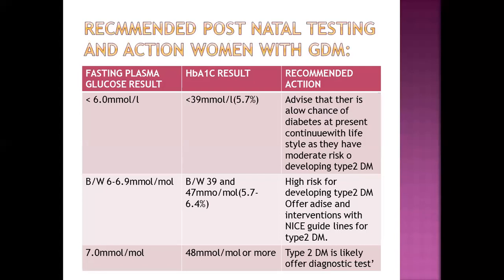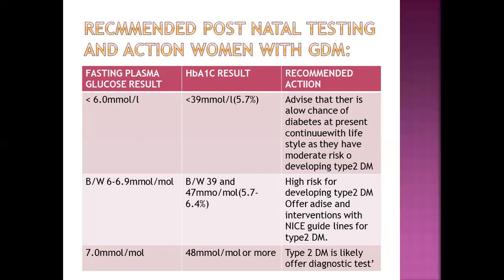जो भी पेशेंट जीडीएम की आएंगी उसकी पोस्टनेटल टेस्टिंग किस तरह से होगी कि मैंने बताया कि फास्टिंग प्लाज्मा ग्लूकोज करनी है, रिजल्ट if it is less than 6 millimole and hemoglobin A1C is less than 5.7%. Recommended action क्या है? Advise that there is a low chance of diabetes at present. Continue with a lifestyle as they have moderate risk to develop the type 2 diabetes. So if the hemoglobin A1C is less than 5.7% and the fasting blood sugar is less than 6, then there is a low chance of diabetes at present.